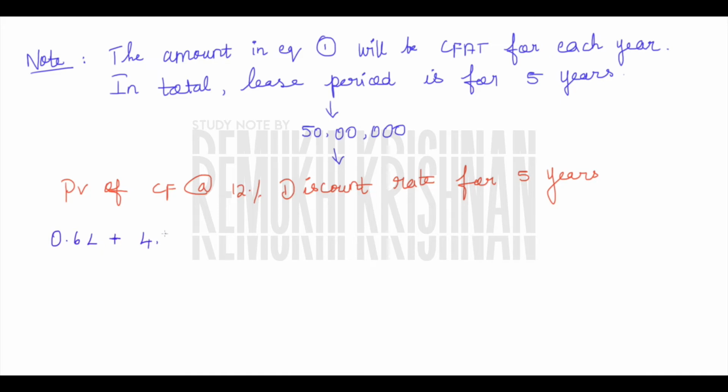So now only I just find it out. What is the cash flow after tax? What is it? We can take it from the equation 1. It is 0.6 lakh plus 4 lakh. But we have to discount it with the 12%.